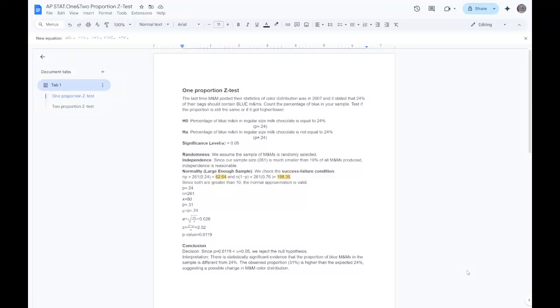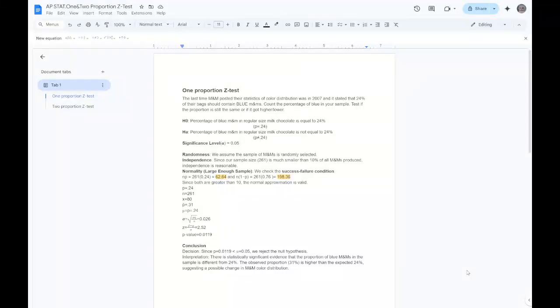The question is, the last time M&M posted their statistics of color distribution was in 2007, and it stated that 24% of their bag should contain blue M&Ms. Count the percentage of blue in your sample. Test if the proportion is still the same or if it got higher or lower.